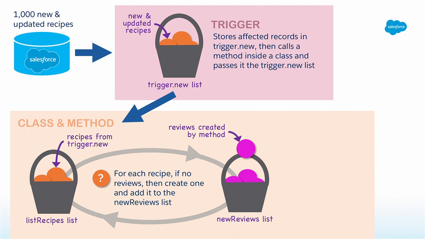So it's going to fire off to the method, and it's going to send all of those new recipes. They're in a list called trigger.new, and that's just there for you. It's already built into the trigger. You don't have to create anything. So it's actually quite easy to use. And you send them to the method within the class, and it's going to go into a new bucket.